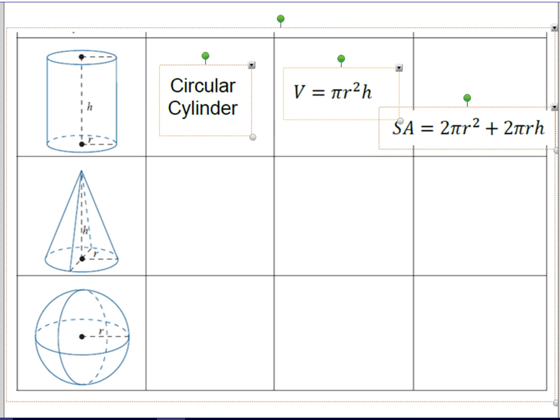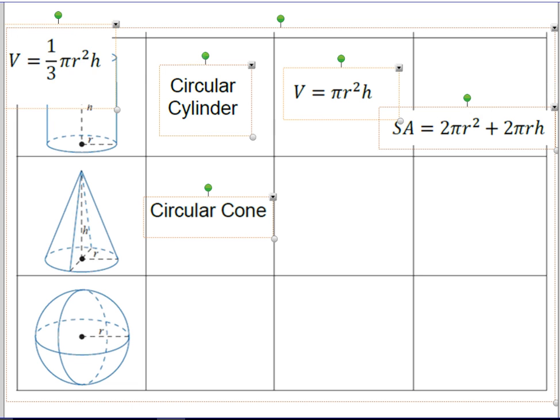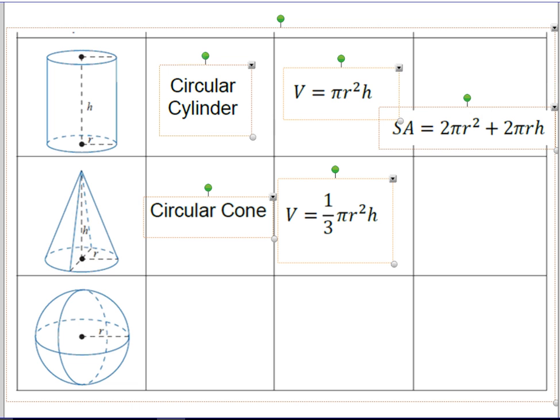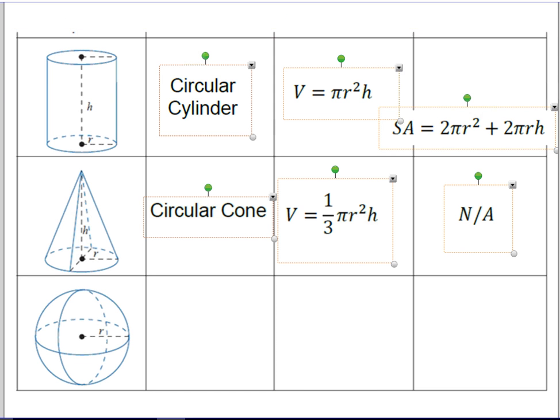The next shape we have has the same circular bottom, but again, it comes to a point. So we have a circular cone now. And just like with our pyramid, we have to add that 1/3 into our volume to compensate for it coming to a point. So again, the area of the base would be pi r squared multiplied by the height. And then we have to make sure to remember the 1/3. And the circular cone surface area is another one you're not expected to know.